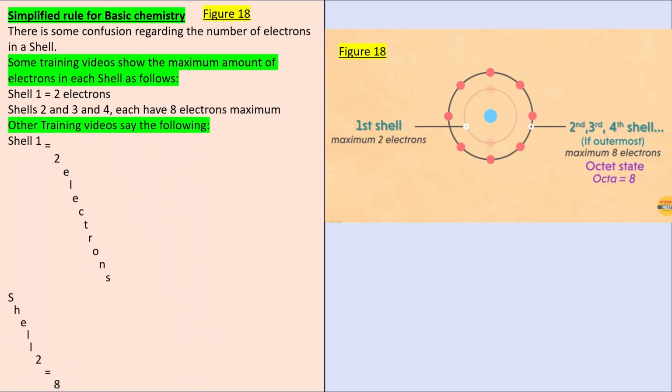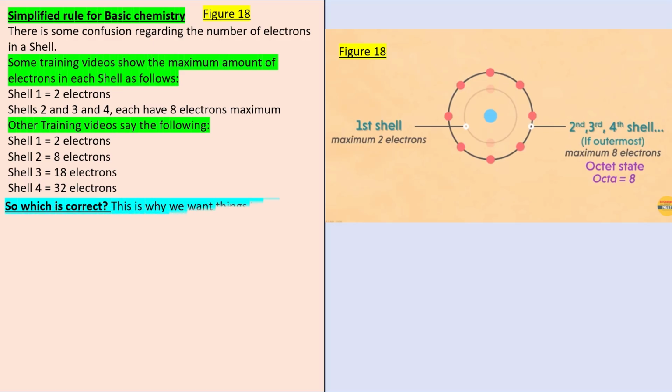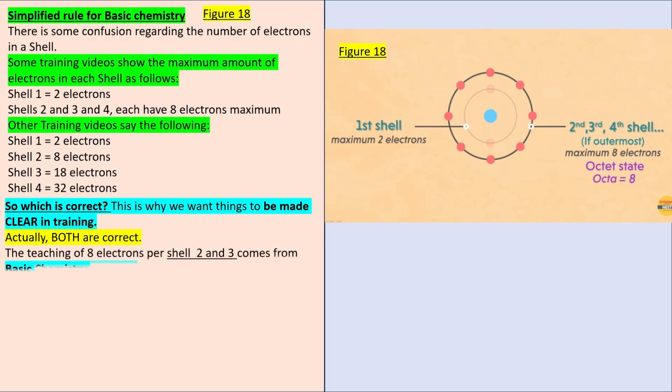Other training videos say the following. Shell 1, 2 electrons. Shell 2, 8 electrons. Shell 3, 18 electrons. Shell 4, 32 electrons. If you look at figure 18, you can see in the first shell, maximum of 2 electrons. Then you see shell 2, 3, and 4 shows maximum of 8 electrons, called the octet state. So, which is correct? This is why we want things to be made clear in training.